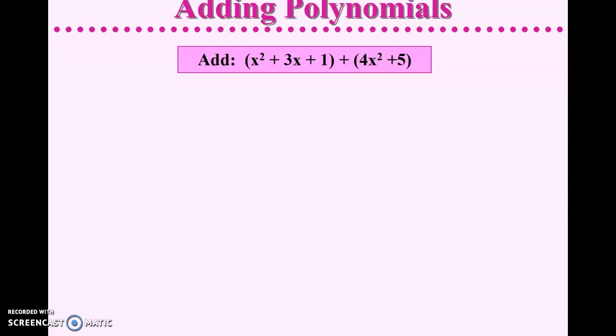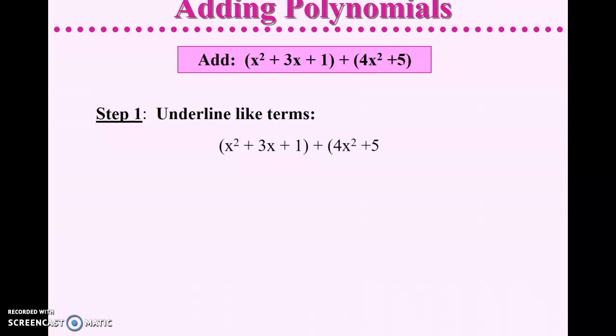And then we're going to add polynomials. So again, we talked about this yesterday, but when we're adding polynomials, you are combining like terms. So this is a trinomial and a binomial. Step one, we're going to underline the like terms or box them or circle them, whichever you like. So we have x squared and 4x squared. We have the constants 1 and 5. 3x does not have a like term.